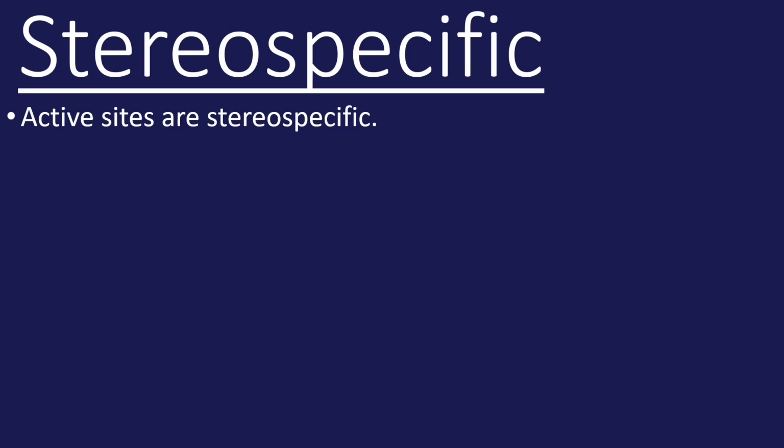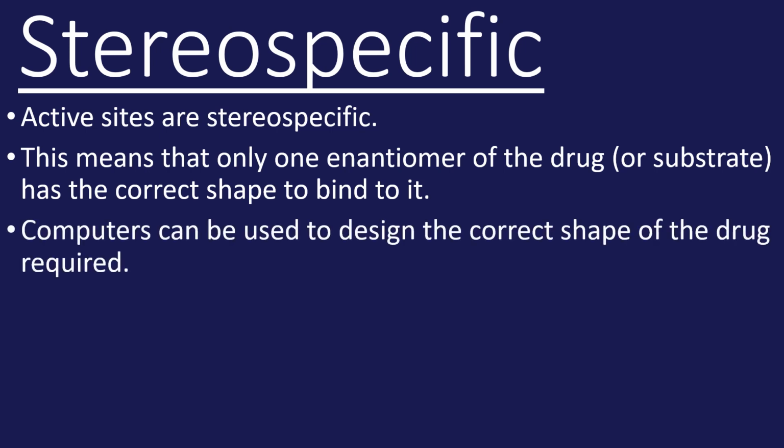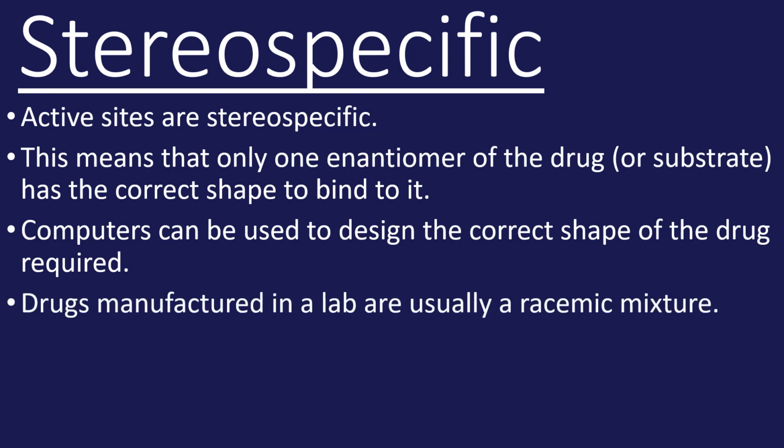So active sites are stereospecific. This means that only one of the two enantiomers of the drug or the substrate has the correct shape to bind to it. So only one enantiomer can bind to the active site, therefore it's stereospecific. We can use computers to help us design the correct shape of these drugs. And then obviously go on and manufacture these drugs.